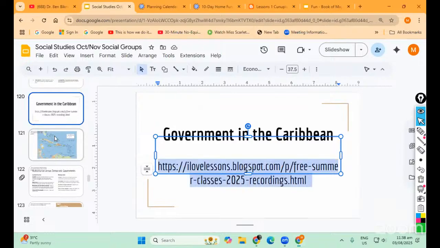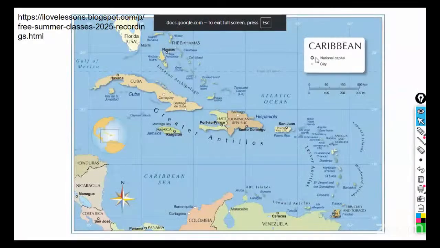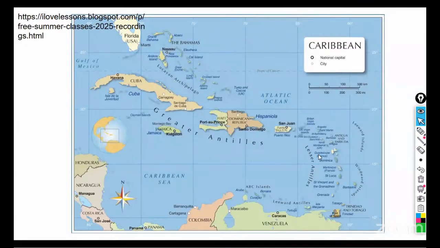All right, so let's get into it. Okay, now the major focus for us will be the English speaking Caribbean, right? Parts of the Caribbean that are not English speaking, that were once Spanish territories or Dutch territories or French territories, we're not so much concerned with their government structure. We're concerned with the English speaking government structure.